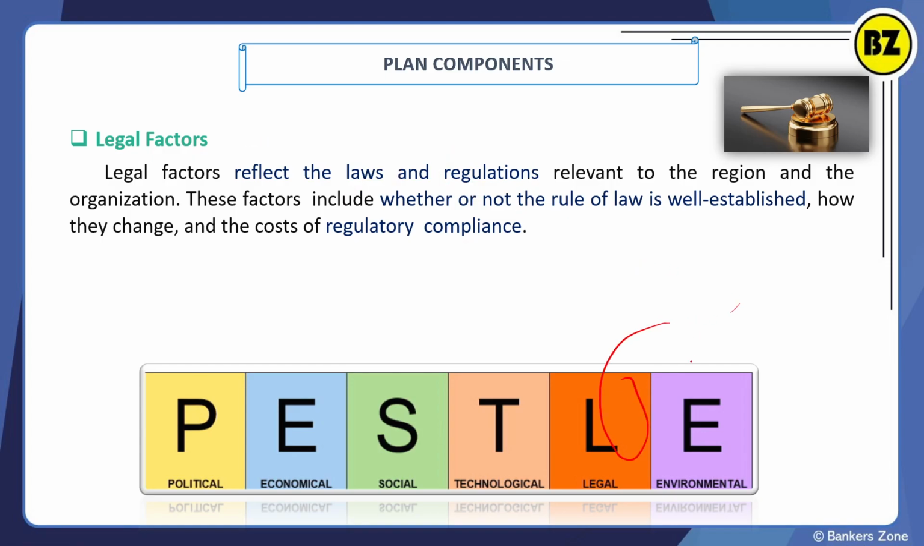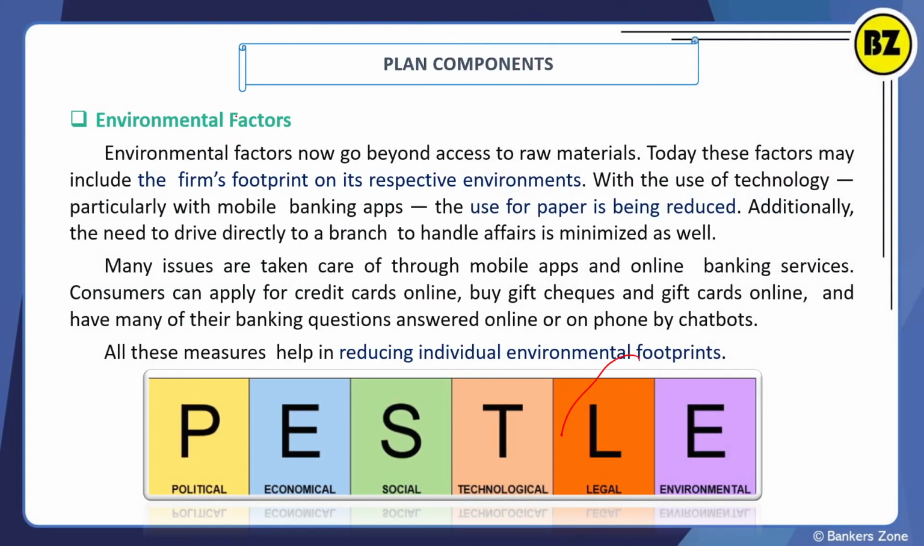Now the next and last factor we have to discuss is the environmental factor. What is the environmental factor? Simply environmental. For example, previously there was much concern about the raw material, what raw material you are taking, for example, by cutting trees. Previously only the raw material supplied to the industry was considered as the environmental factor. Now we have to go beyond that, right?